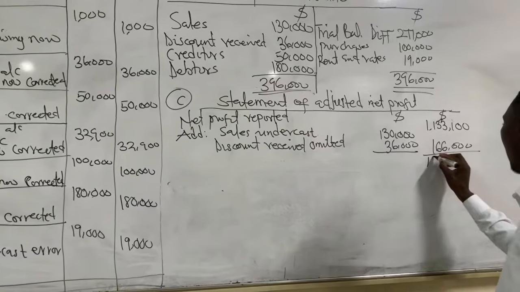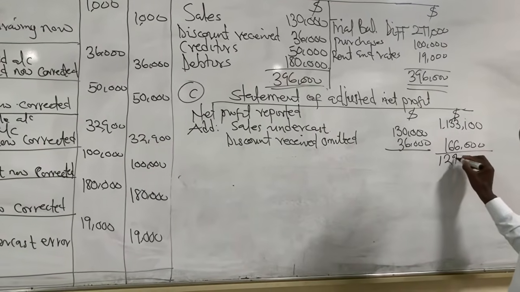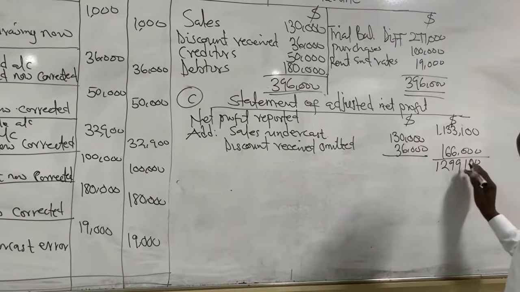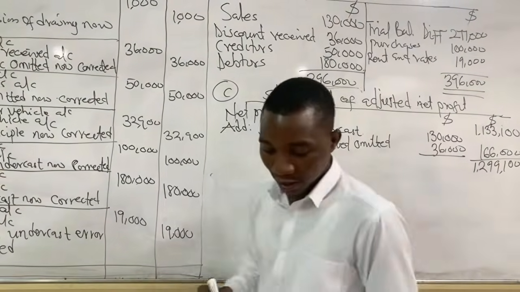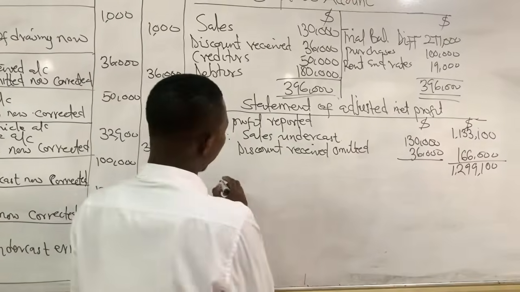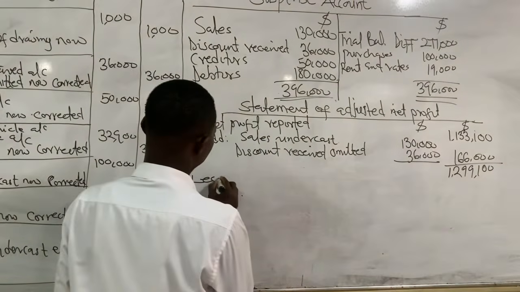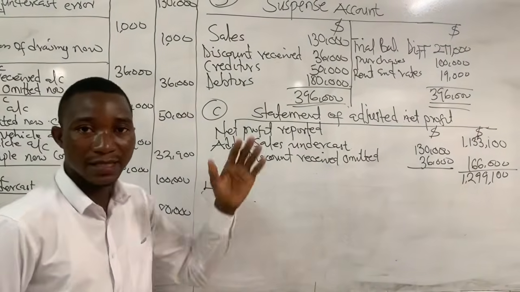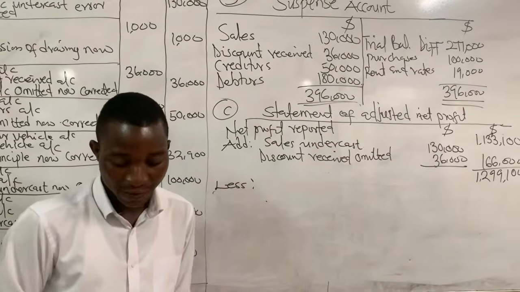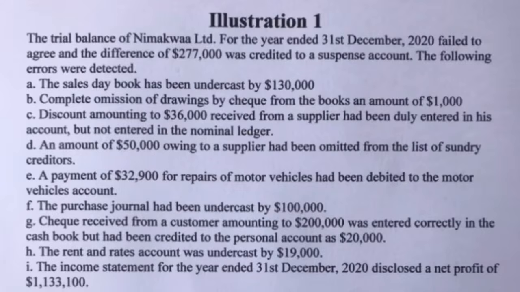That will give us $1,299,100. Okay, when we add these two, then after getting these two, we come back to less those errors that tend to increase our net profit more than expected. Is that okay? Then D is saying that an amount of $50,000 to a supplier had been omitted. Creditors, we don't treat them in our income statement, so we will not look at it.